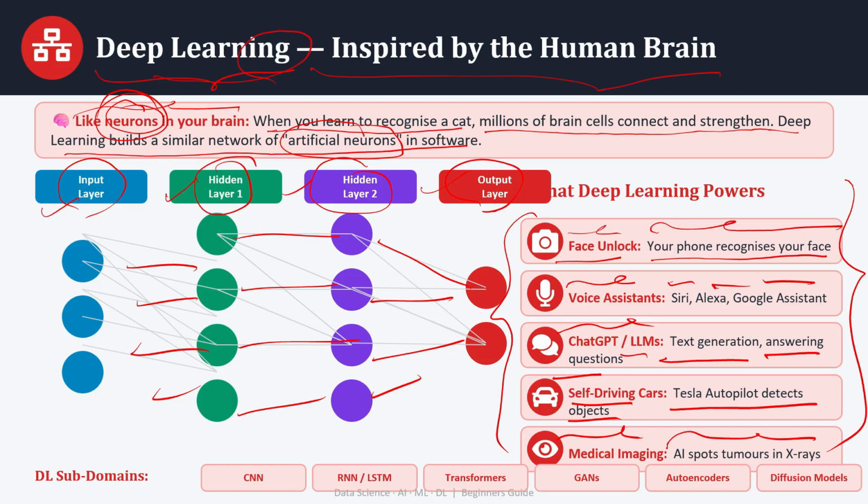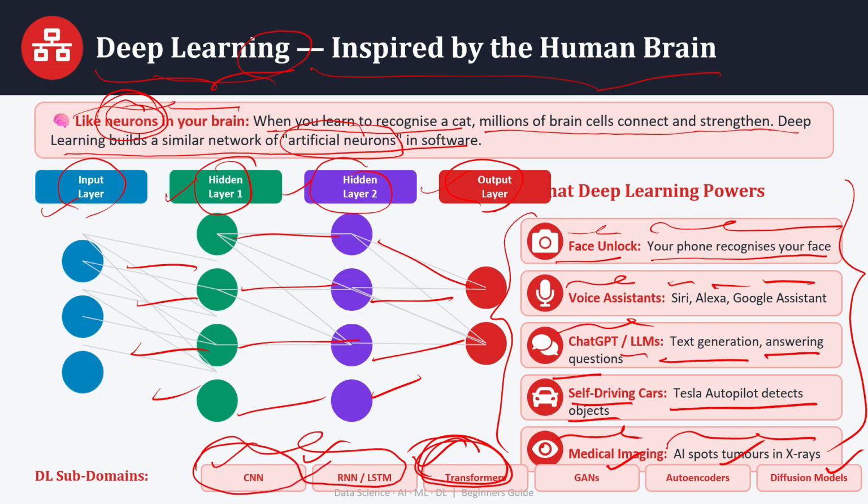If you want to know the subdomains of deep learning, then we have CNN, RNN, LSTM, transformers, GANs, autoencoders, and diffusion models. These are some subdomains of deep learning, and specifically when we talk about AI agents, there are specific terms playing a very important role, like the transformers. CNN, RNN, and LSTM are certain kinds of subdomains that are specifically required to understand when you are going to create your own LLMs.